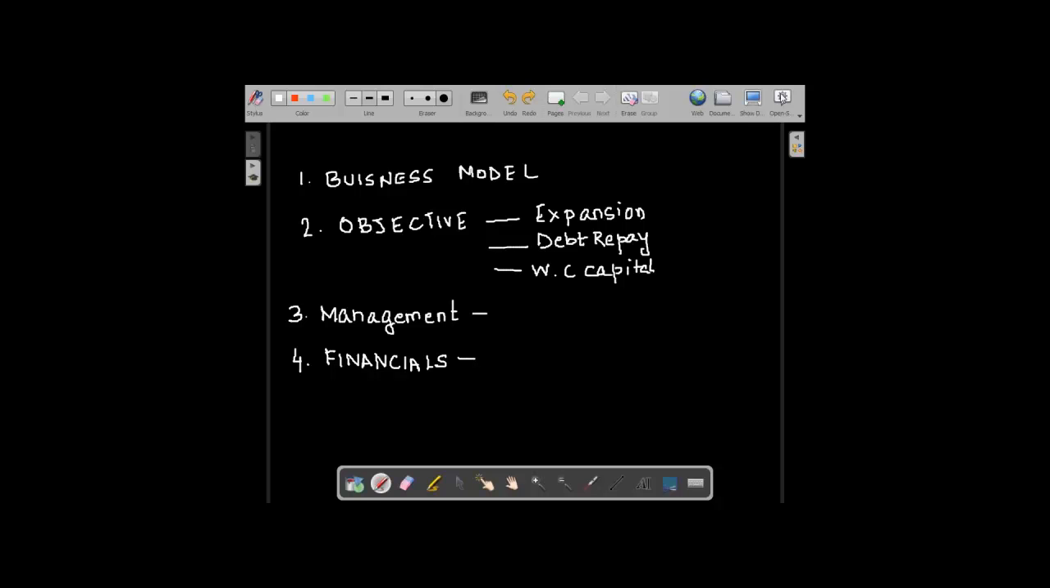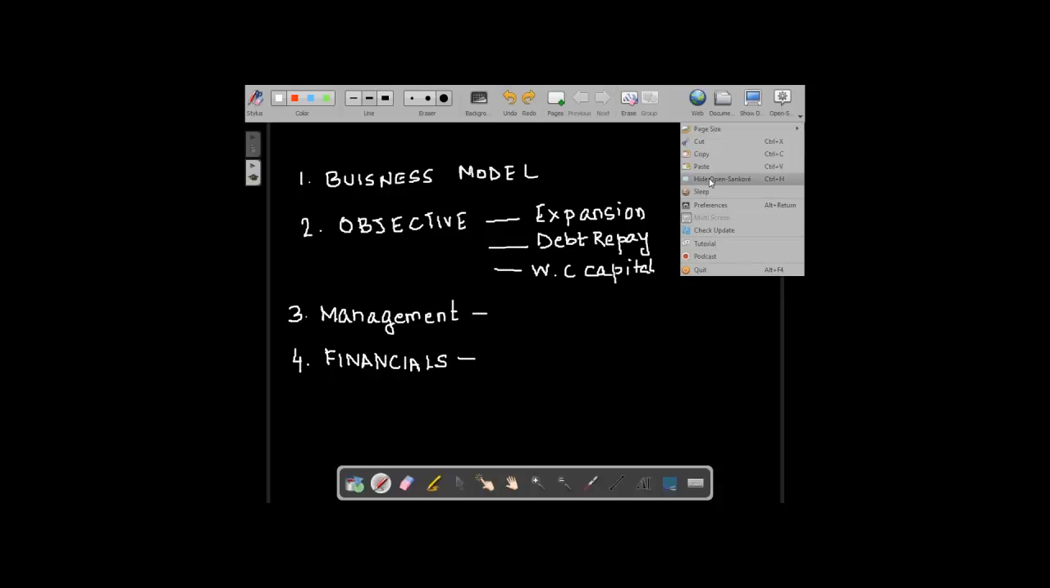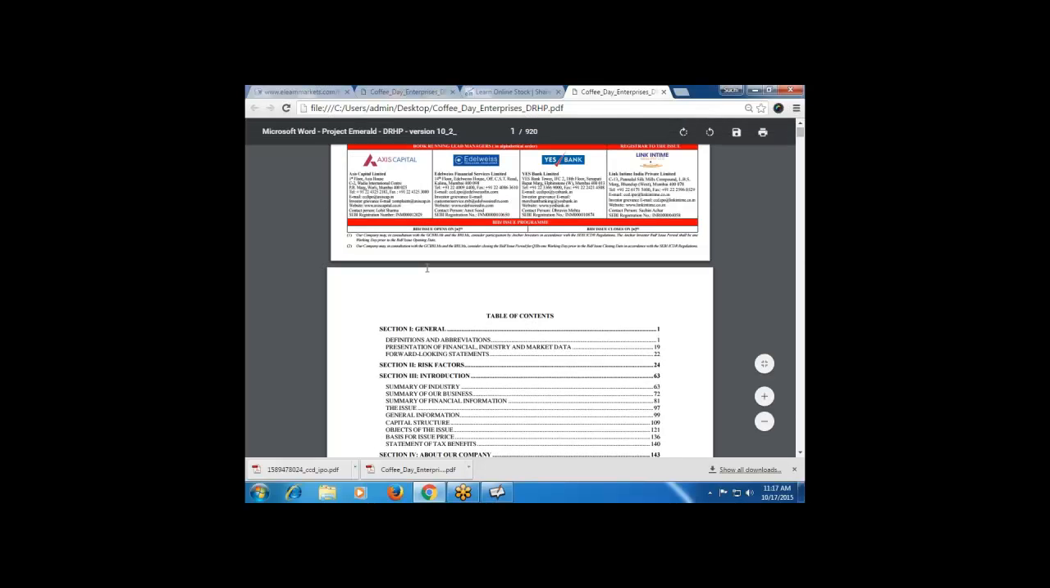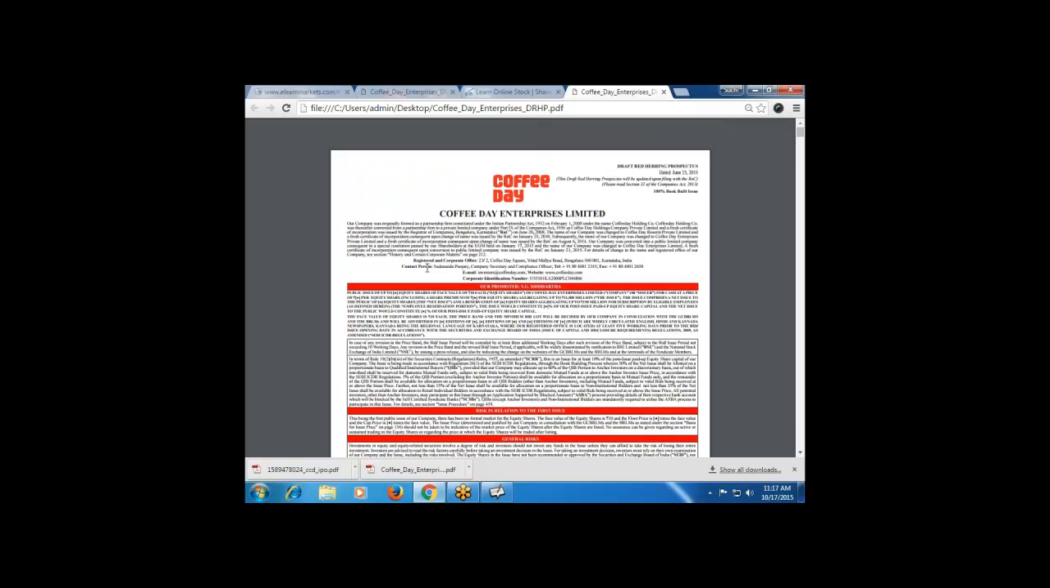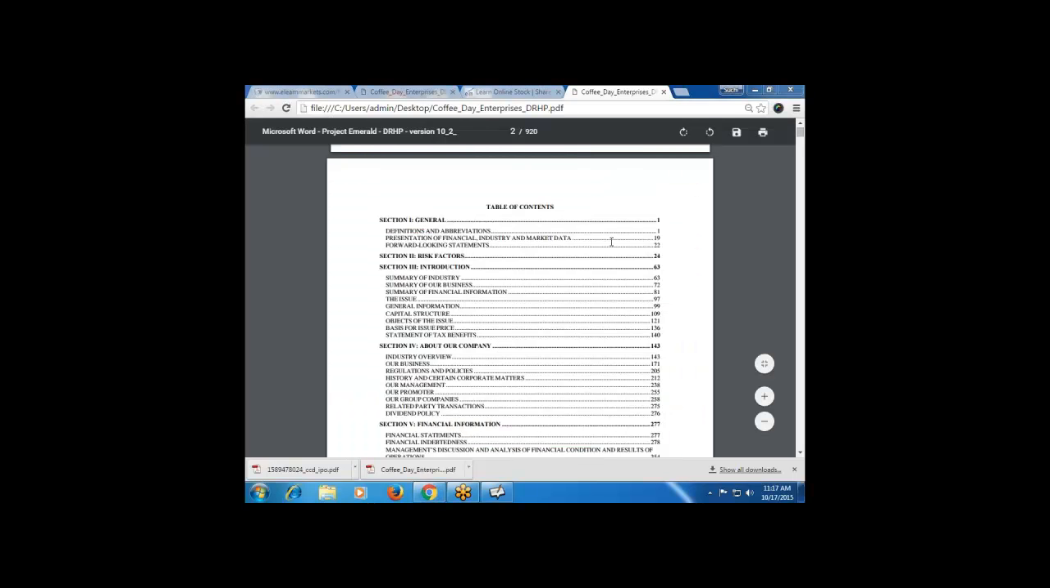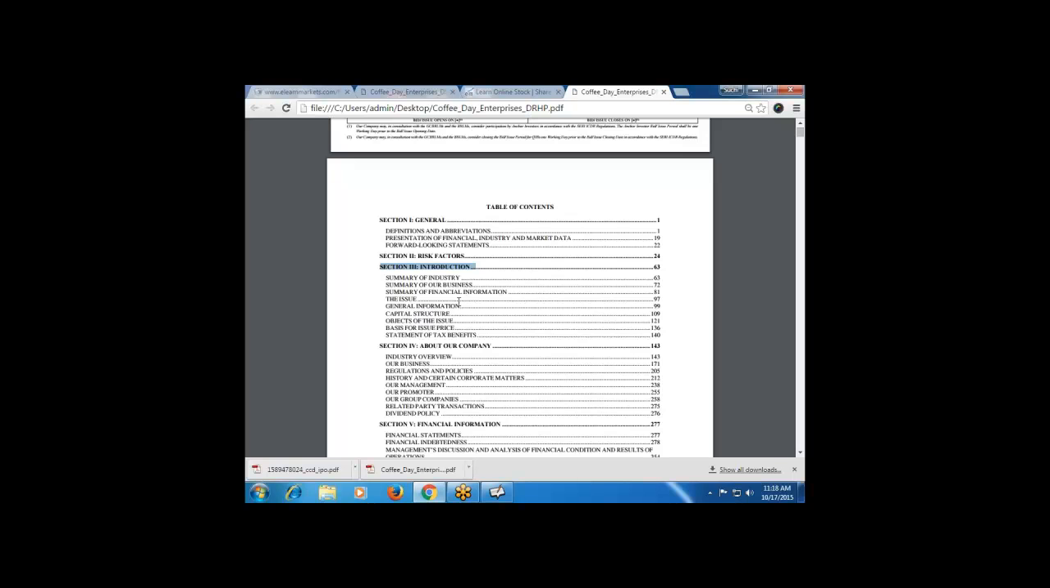So if we just open up this RHP of Cafe Coffee Day, which is around 920 pages, you need to know which areas are to be studied. The first thing we will study is the introduction part, which will give us a summary of the industry and the business, that is the company's business model.